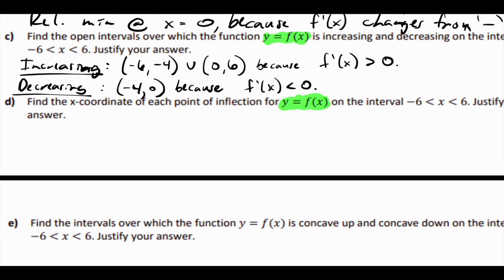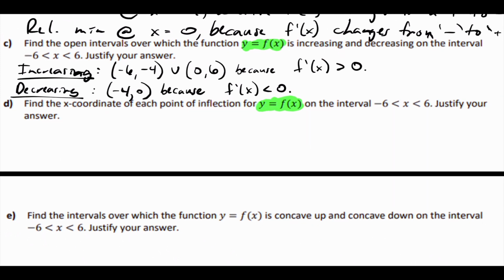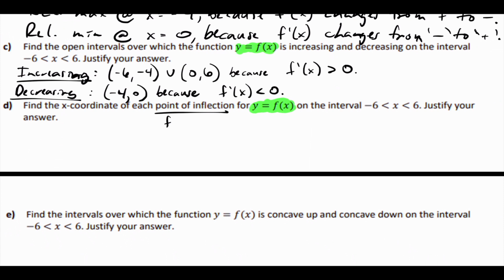The second derivative is when the second derivative is equal to 0. F double prime equals 0, that's going to be our justification. So we already did our justification. We just got to go find it on the graph.